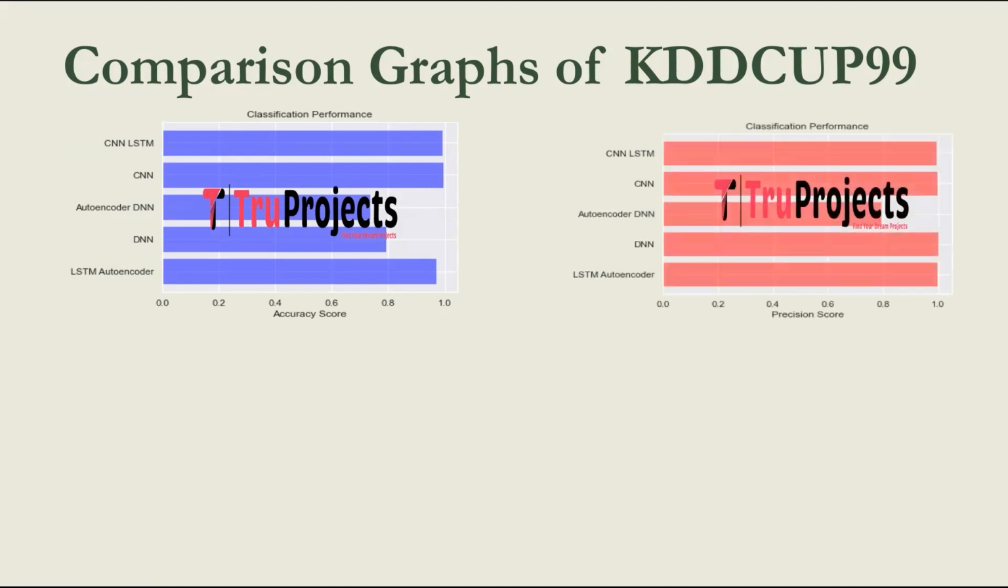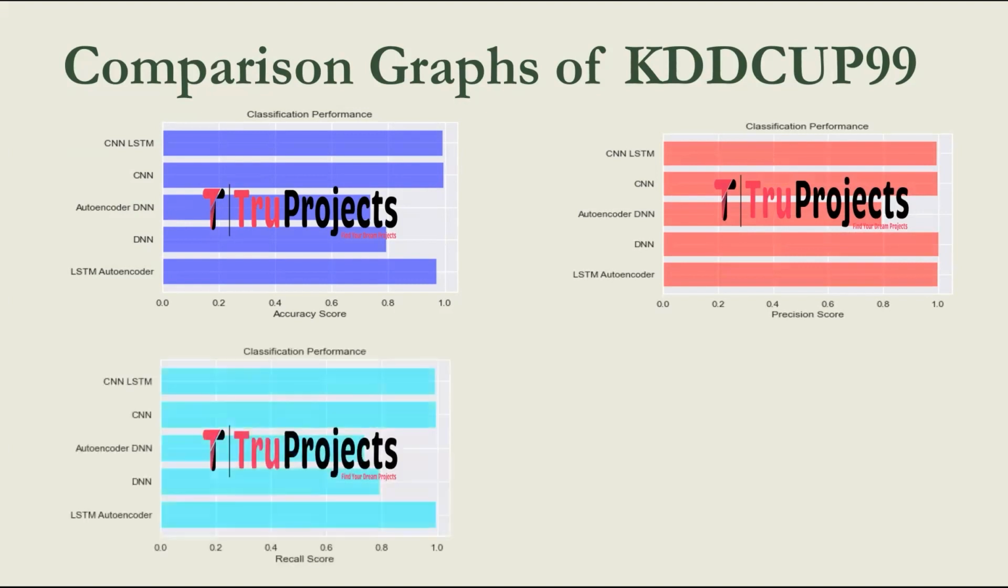This is the precision comparison graph. It is the ratio of correctly predicted positive observations to the total predicted positives. It evaluates the accuracy of positive predictions. This is the recall comparison graph, which is also known as sensitivity or true positive rate. Recall measures the ability of the model to capture all relevant instances. It is the ratio of correctly predicted positive observations to the total actual positives.